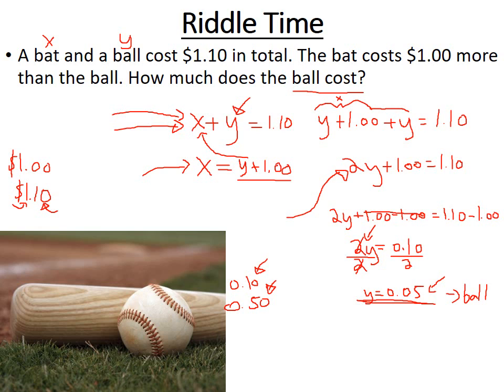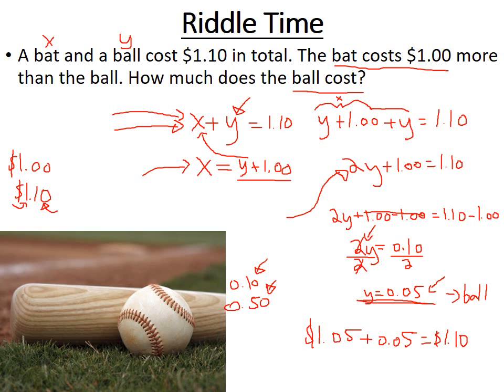Does this make sense? Oh, bad joke. Well, let's see. We said that together, the bat and the ball have to be $1.10, and that the bat is $1 more than the ball. So that means that the ball must be $1.05. Oh, sorry, the bat must be $1.05, and the ball must be 5 cents, which is equal to $1.10.